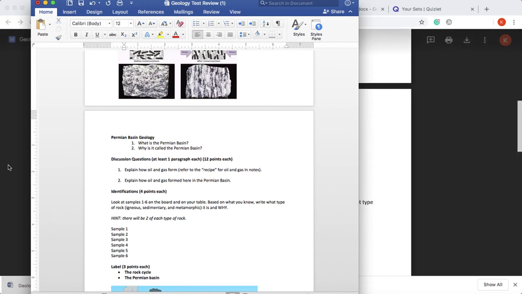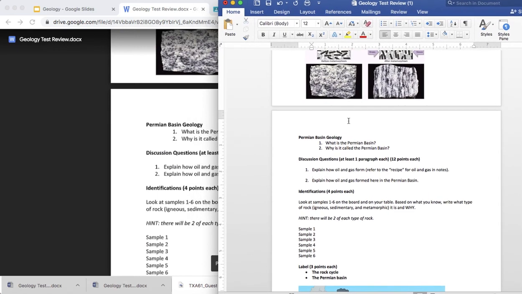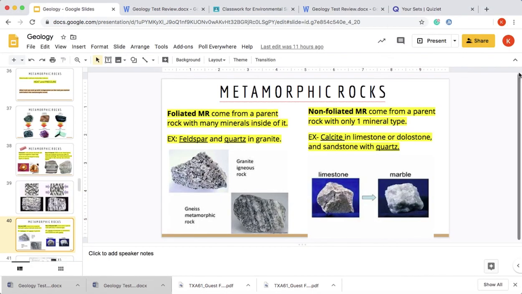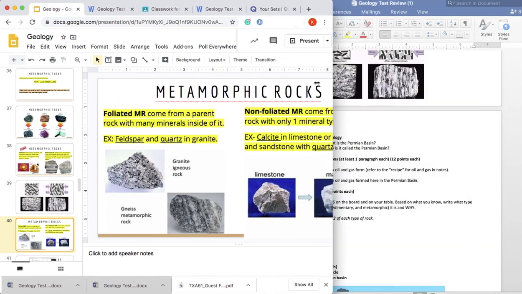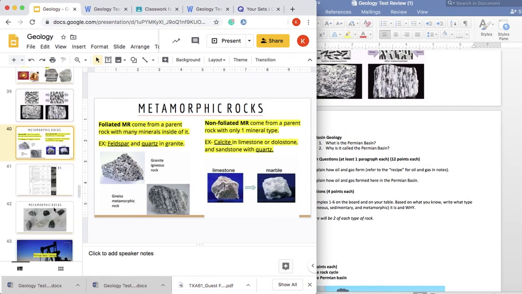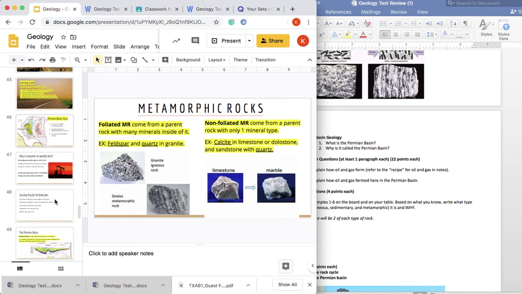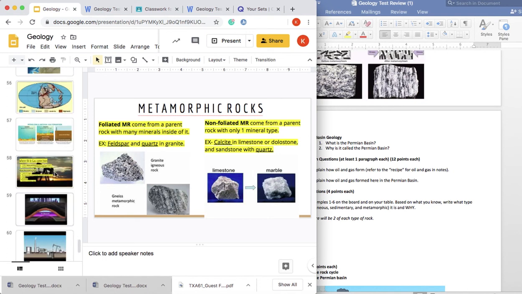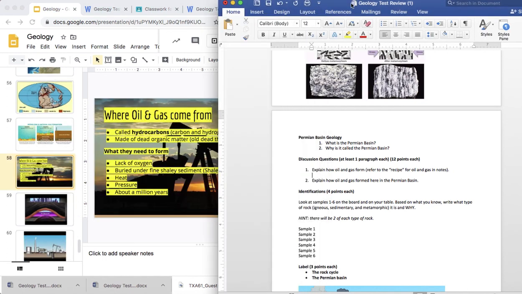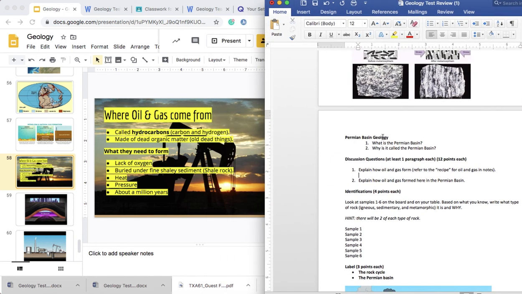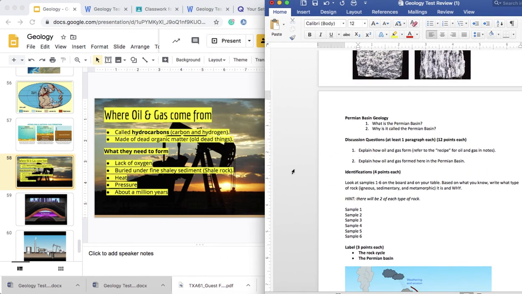I also had some notes talking about a recipe for oil and gas. I'm going to go ahead and just slide this over here so we can look at two things at once. So we go through the Permian Basin. We learned about how oil and gas form, which is very interesting, very important for you to know since we're living in an oil-rich land. So here are the notes that I was talking about. So oil forms from once dead organic matter, or once living organic matter.